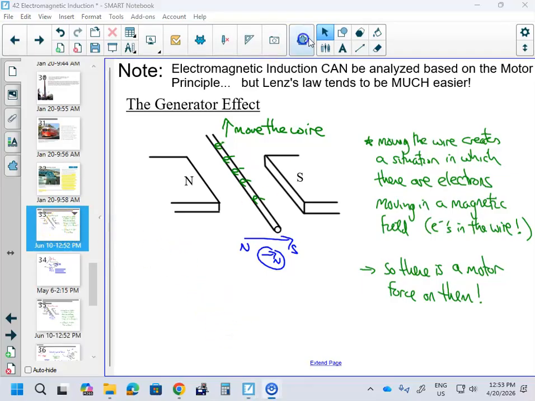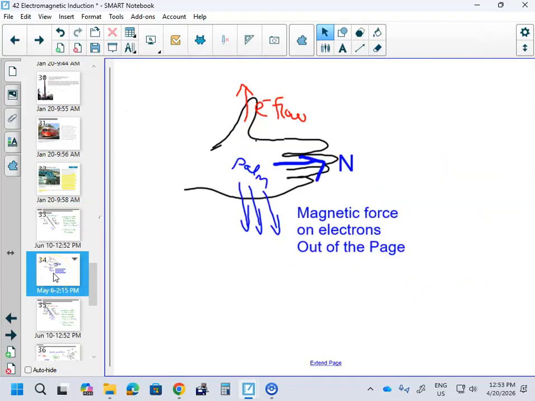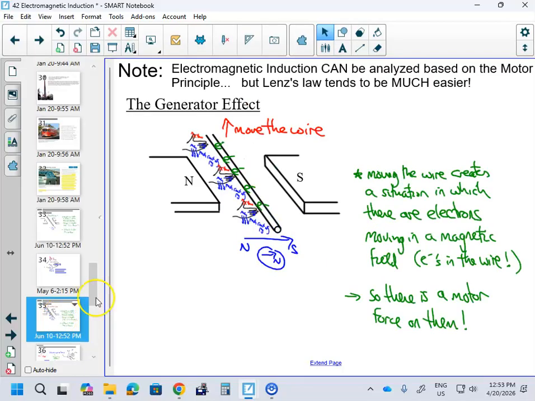So I mentioned this earlier. This is the generator principle. Electromagnetic induction, you can analyze it based on the motor principle. This is where we're picturing the wire itself moving, which is a flow of electrons. So we have a flow of electrons up, and we have north to south going left to right. The palm of your left hand should be facing yourself if you extended your finger and thumb that way. So you end up with a magnetic force on electrons out of the page.